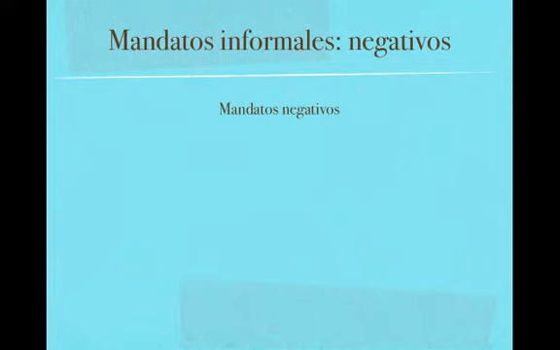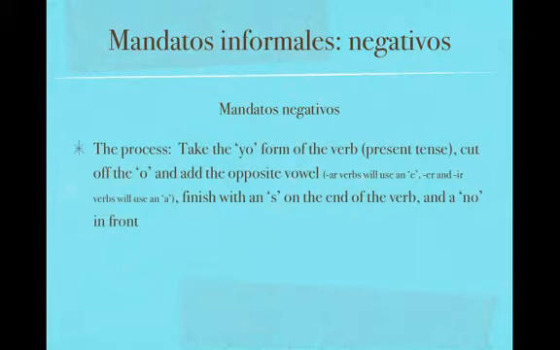Now, when you form negatives, if you've already learned the subjunctive, you just need to remember that it's the corresponding subjunctive form. But for those of you who have not learned the subjunctive, the process is the following. You want to take the yo form of the verb in the present tense, cut off the O, and add the opposite vowel. So what's an opposite vowel? AR verbs will use an E, and ER and IR verbs will use an A as opposite vowels. You want to finish with an S on the end of the verb and a no in front.